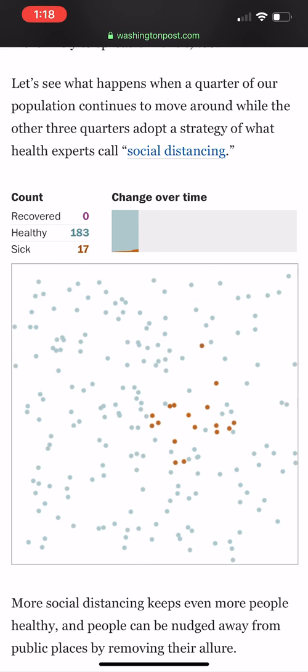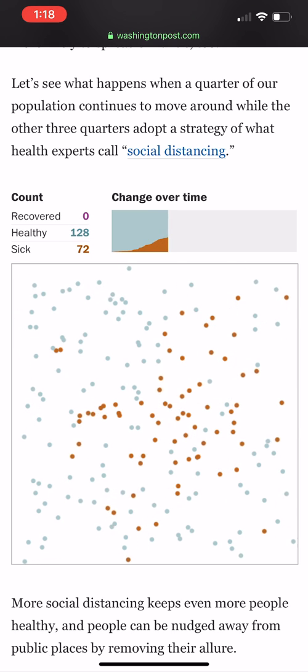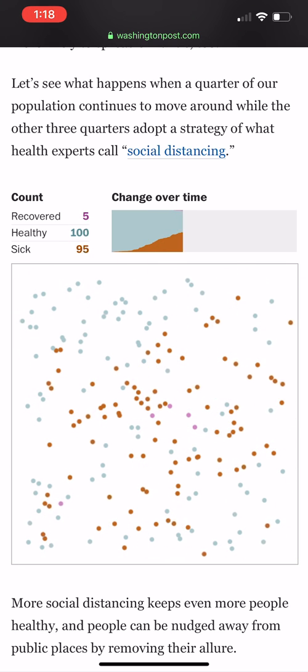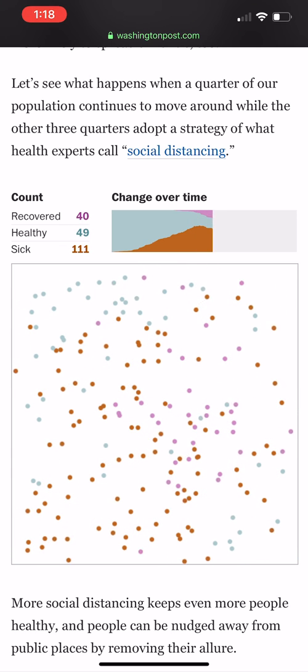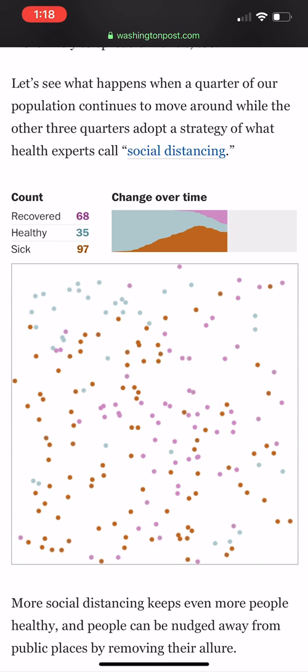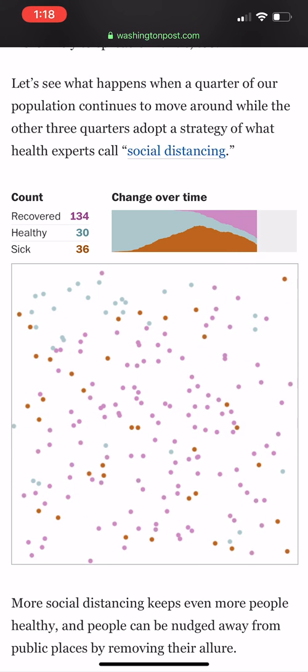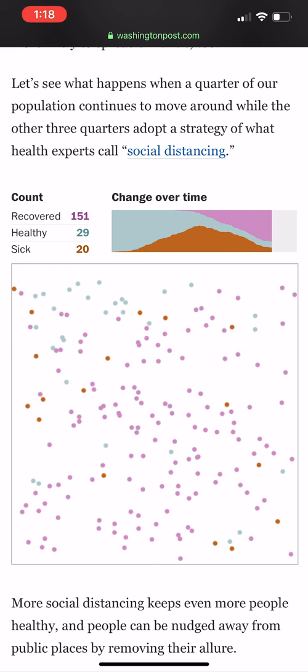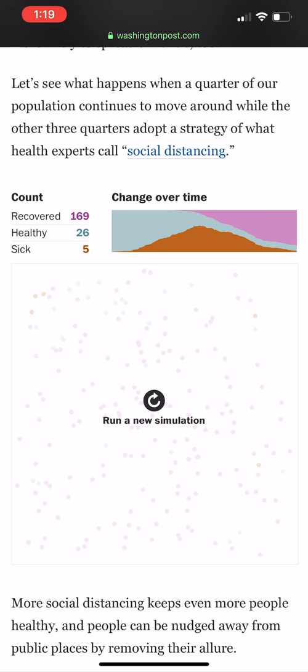Notice that most of the dots are not moving. 1/4 of the dots are moving. That 1/4 is infecting people who are not moving. But if you look at the number of healthy people, you'll see that some people did stay healthy. However, most people got sick and then recovered. Again, the curve is flattening, but there are still people that are getting sick.